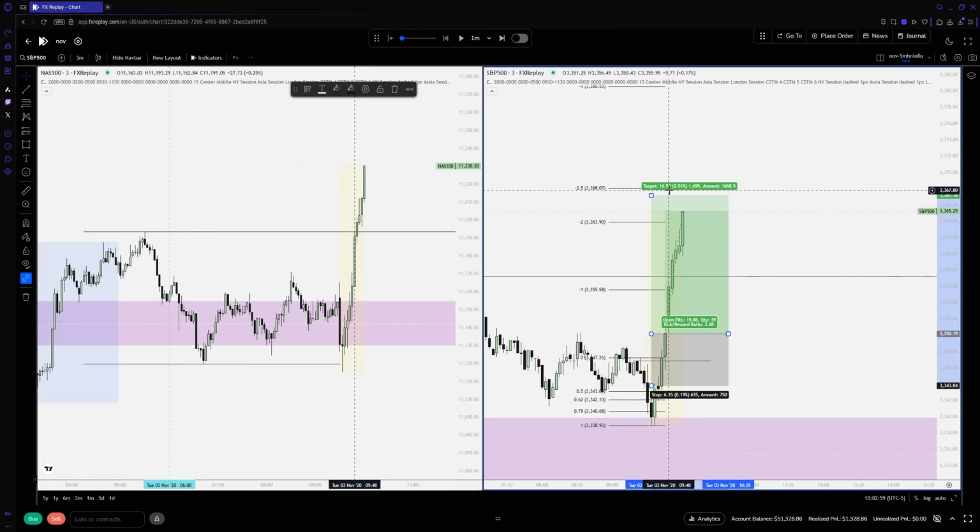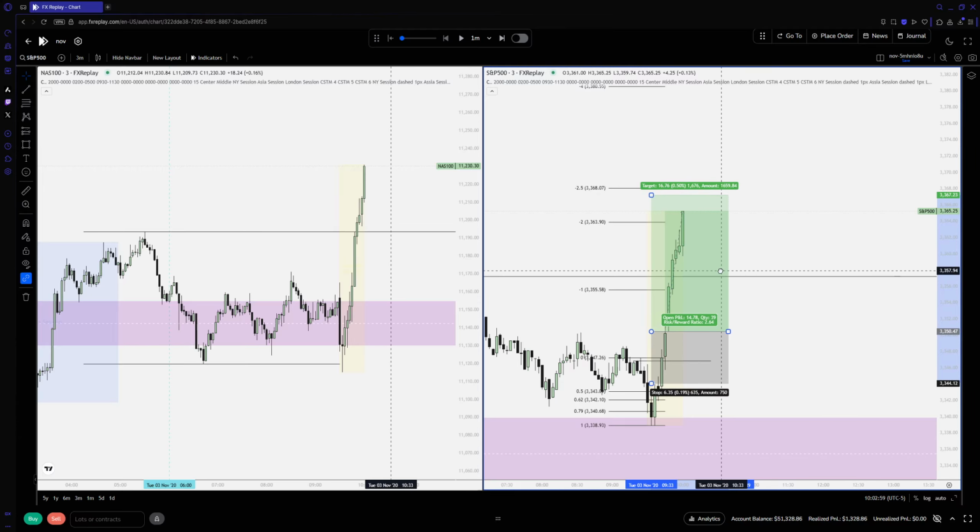What is that line there? Do I have a... Oh, I guess it's just automatically there.